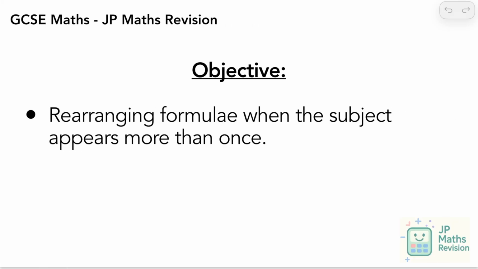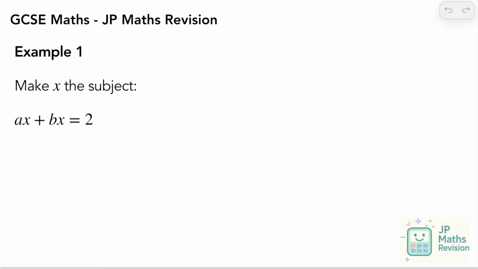So the objective here is to rearrange formulae when the subject appears more than once. Here's an example. We need to make x the subject. You can see here that we have an ax term over here and a bx term over here. The trick, when we're trying to make x the subject when there are multiple x terms, is to group the x terms together on one side, get everything else onto the other side, and to factor out the value of x. Luckily in this example, the x terms are together on one side already.